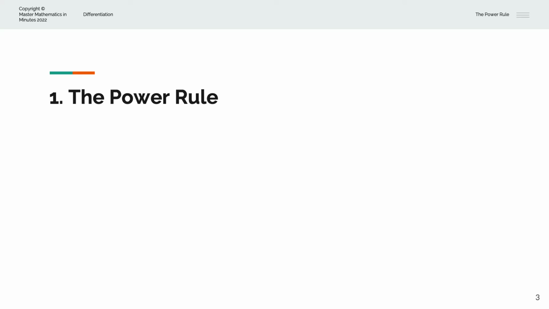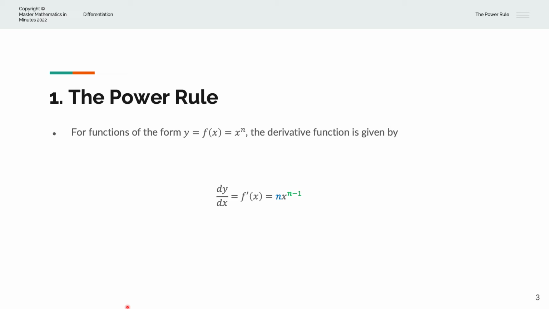So, what is the power rule? For functions of the form y = f(x) = x to the power of n, the derivative function is given by dy/dx = f'(x) = n times x to the power of n minus 1. So there are two steps to differentiate this function. The first step is to copy the power, n, and the second step is to reduce the power by 1, and that becomes n minus 1.